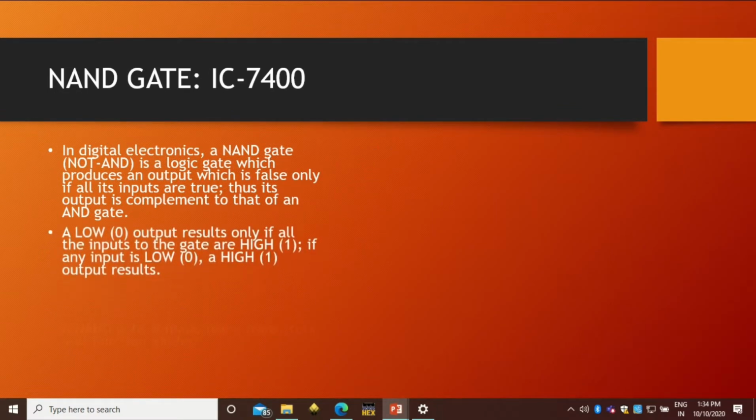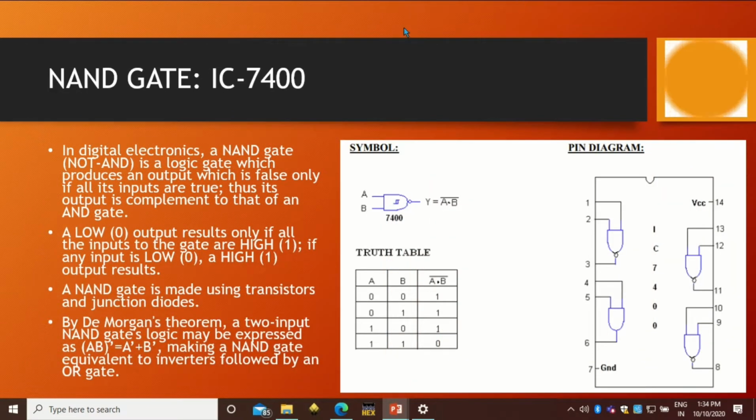The next gate is a NAND gate. The NAND gate can be implemented using IC number 7400. This NAND gate is actually the combination of two basic gates, that is NOT and AND gate. These NOT and AND gates are the basic gates, and the NAND gate is formed by putting them in series. So how is it built or designed? The AND gate output is negated, and that's how the NAND gate is created.